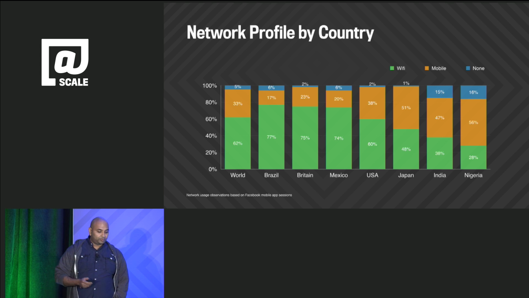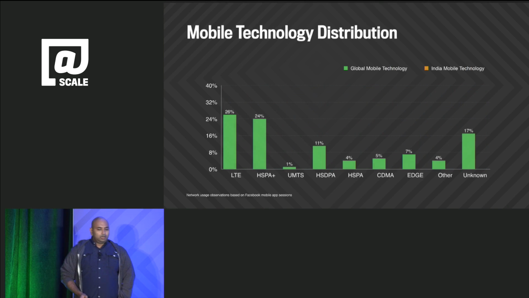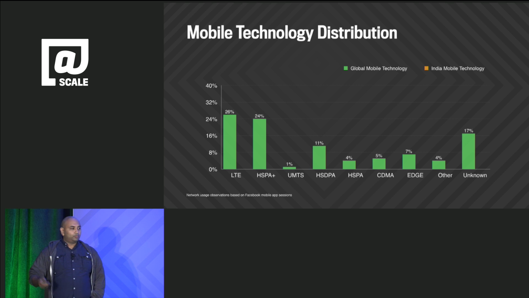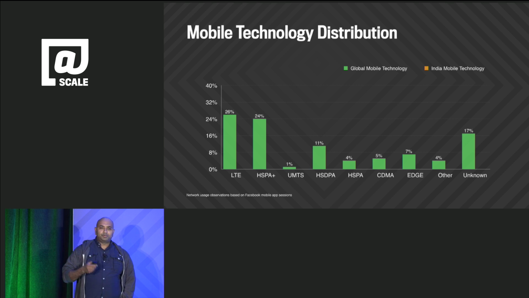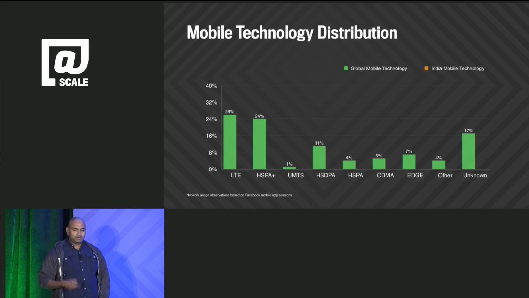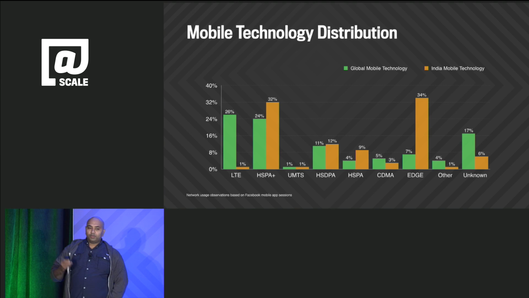So let's dive into some of the technologies our apps are seeing around the world. Around the world, you see high penetration of LTE and a lot of 3G, which means that apps running on these technologies will see higher bandwidth, lower latency, relatively speaking. But that's not true for every country. If you compare this data with the data from India, you will see that in India, there is a high penetration of the 2G networks. That means lower bandwidth and higher latencies.